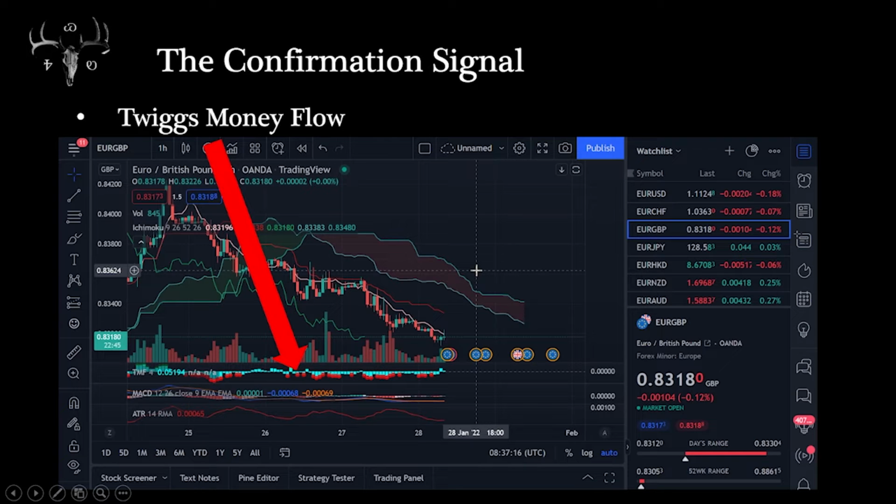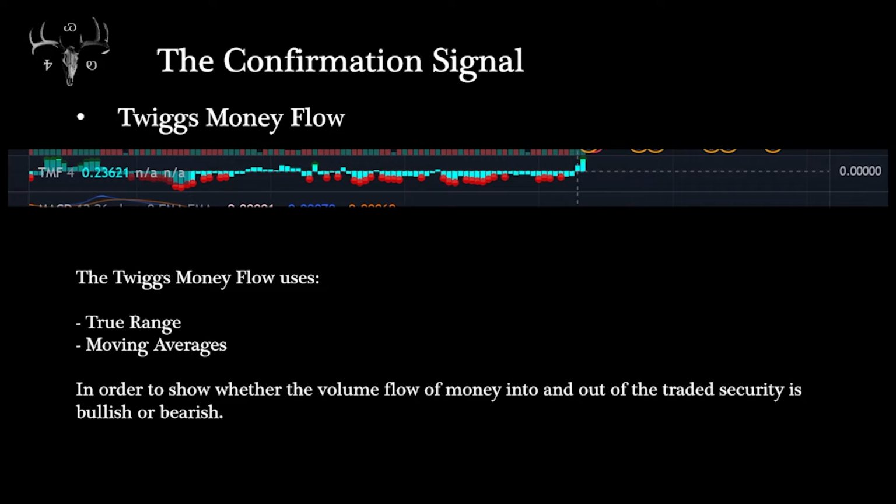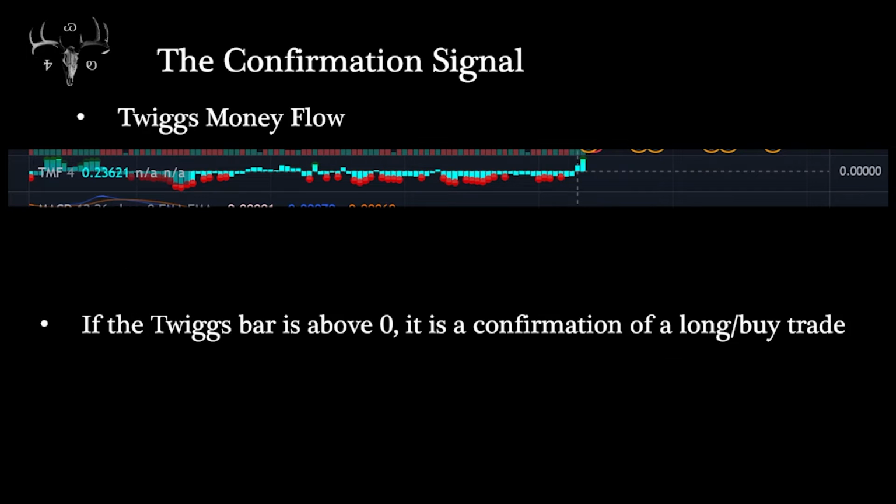So now let's look at the confirmation signal. I use the Twigs money flow indicator. What is that? The Twigs money flow uses true range and moving averages to show whether the volume in terms of flow of money into and out of a traded security is bullish or bearish. And so in this case, if your Twigs money flow column or bar is above 0, then that's a bullish confirmation. So if you've got an indication from the Ichimoku cloud that you should take a long position, you can come down here to the Twigs, have a look if that's positive, and that's a good confirmation, and vice versa for taking short positions, right?